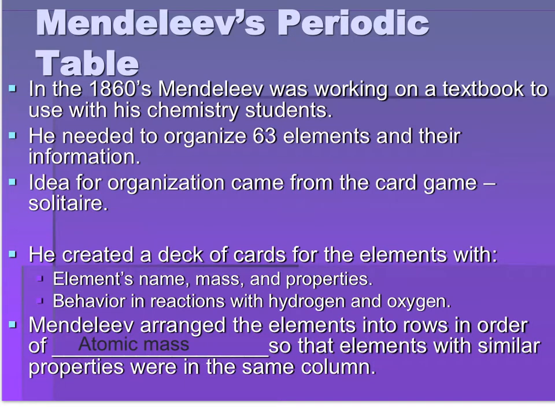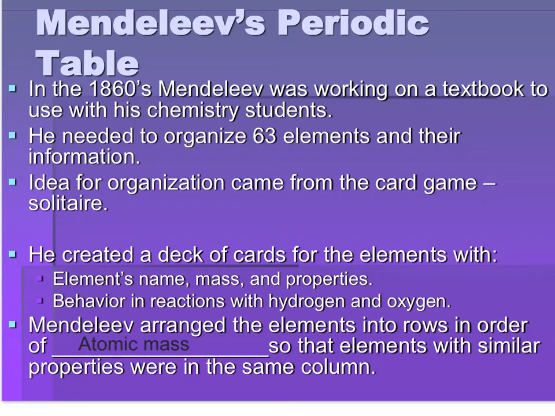What he did is he organized what they knew about the elements similar to a deck of cards. So he knew elements' names, their mass, and some properties about them. And then he also knew their behavior and reactions with hydrogen and oxygen. So he started to organize them by similar properties going down, and then he organized them by their mass going across.